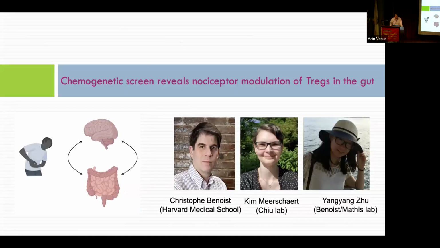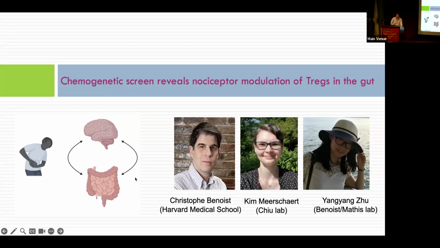One is in the gut, and this is work that was in collaboration with Christophe Benoist in my department. Kim Mearshart in my lab and Yang Zhu in the Benoist and also Diane Mathis's joint lab did this work. We were just interested, actually starting off not specifically in pain, but trying to define neuroimmune crosstalk in the gut, which is one of the most complex organ systems where there's lots of different nervous interactions. And there's this gut-brain axis where you have signals going from the gut to the brain and vice versa.